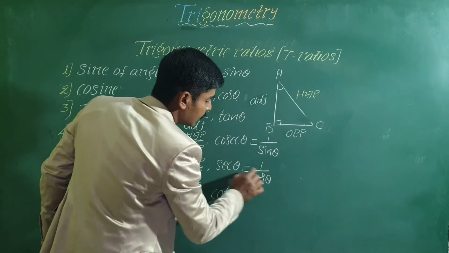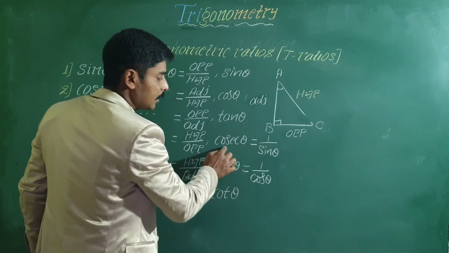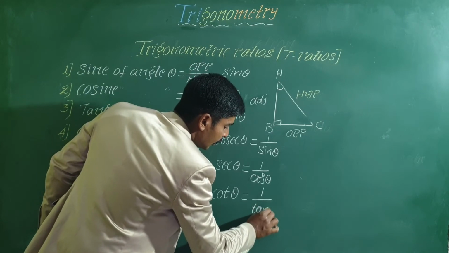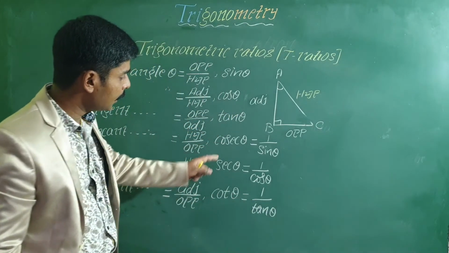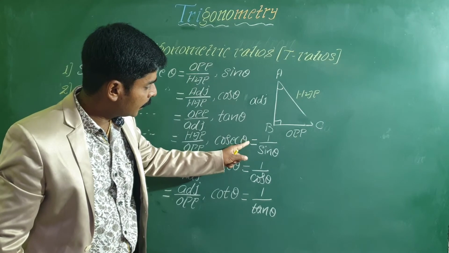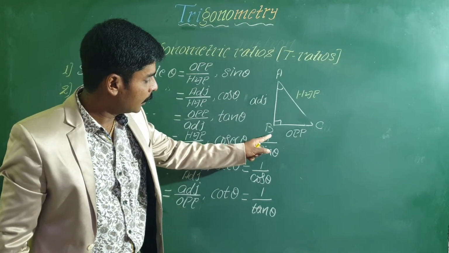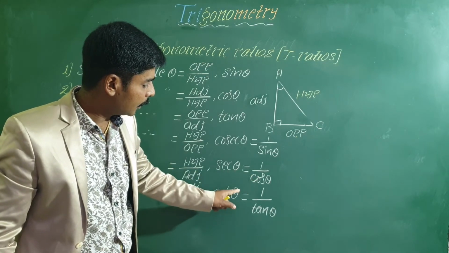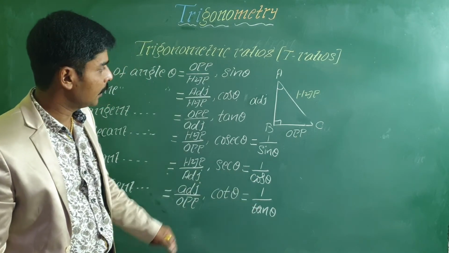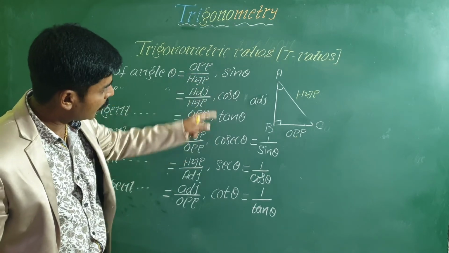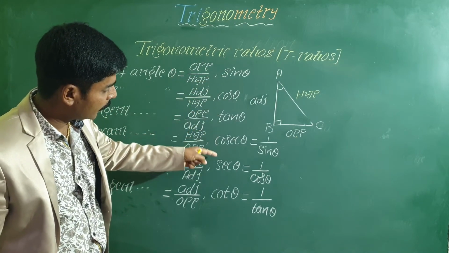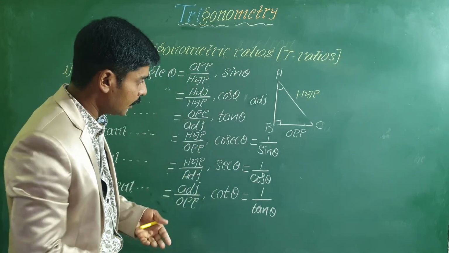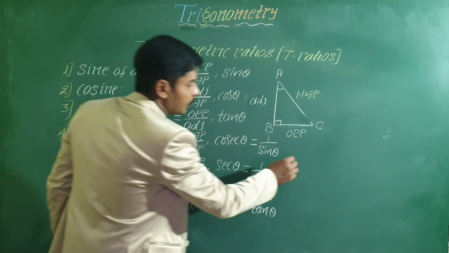1 by cos theta is equal to secant theta. 1 by sin theta is equal to cosecant theta. In the same way, 1 by tan theta is equal to cot theta. And see, cosec theta into sin theta will be equal to 1. In the same way, the product of sec theta into cos theta will be equal to 1. Cot theta into tan theta will be equal to 1. So first you must remember in the same order: sin theta, cos theta, tan theta, cosecant theta, secant theta and cot theta.